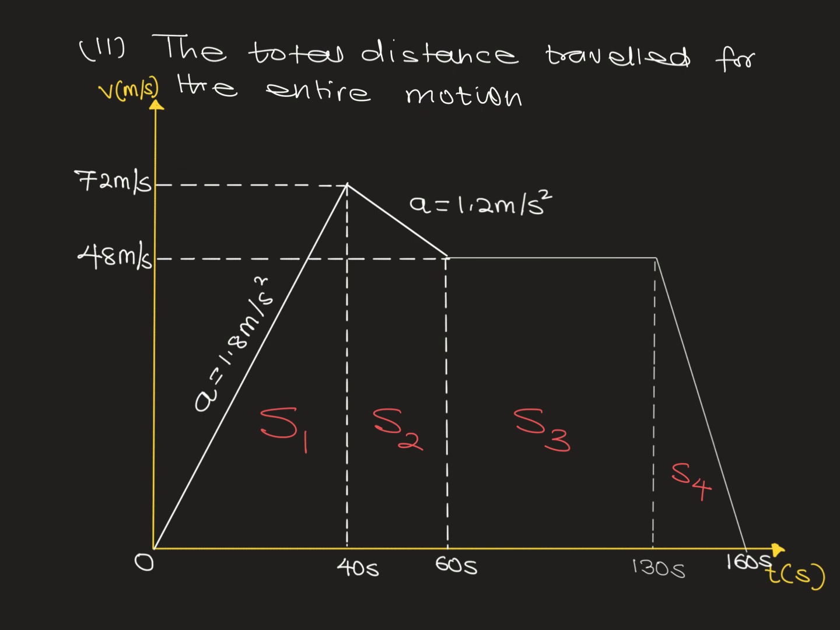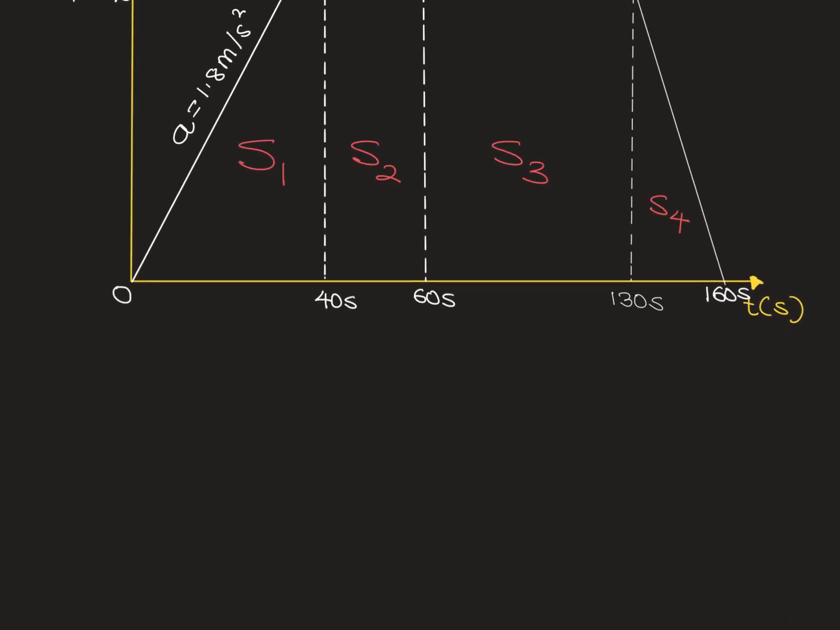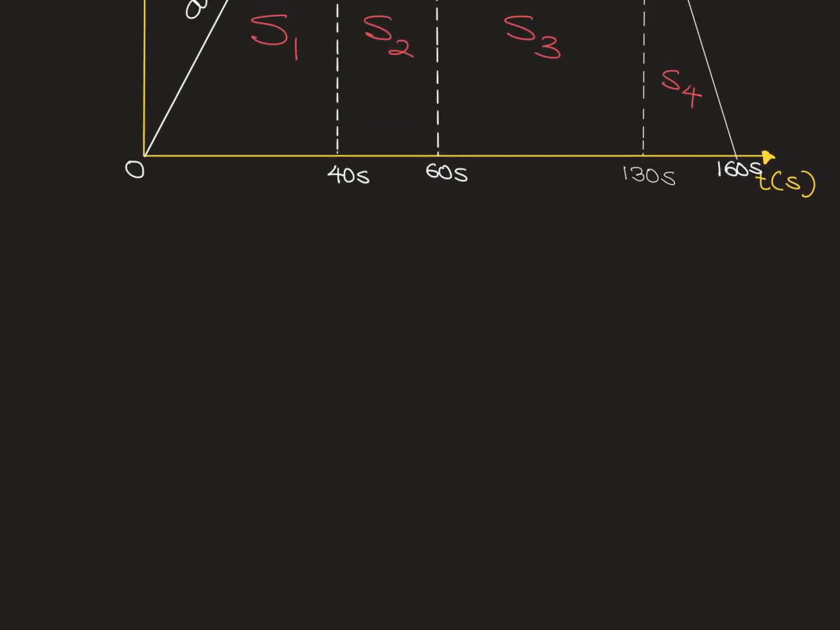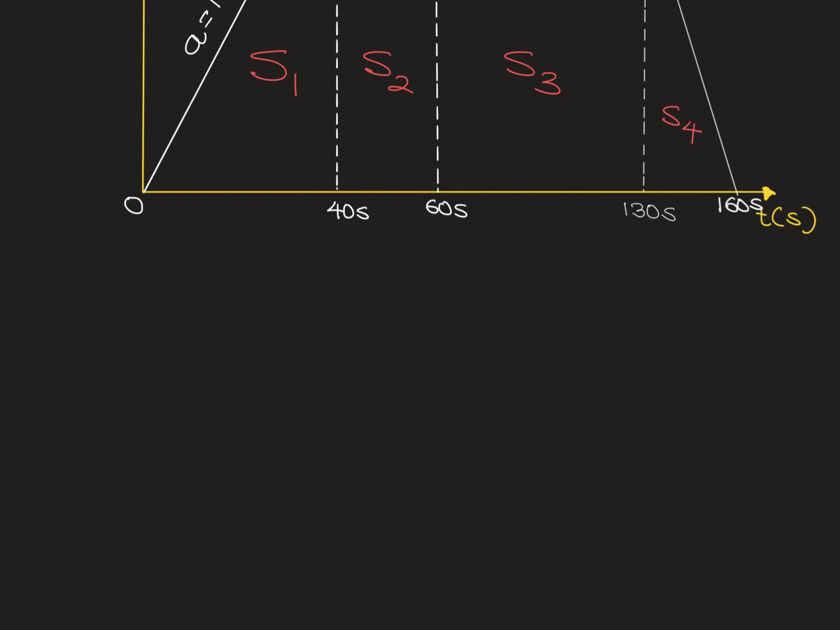Now, if we consider S1, it is a triangle, as you can see. So we're going to use the area of a triangle to find the distance. So if I can just draw the shape again, for S1, we have something like this.